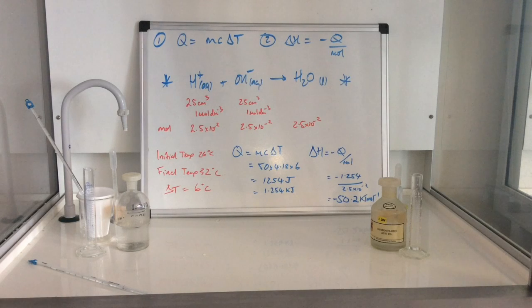And then step 2, to find the enthalpy change, it's minus Q over the moles, so that's minus 1.254 divided by the moles of water produced. Remember, we've got to scale it up to what 1 mole would have given, so we're dividing by 2.5 times 10 to the minus 2, and we're getting an answer of minus 50.2 kilojoules per mole.